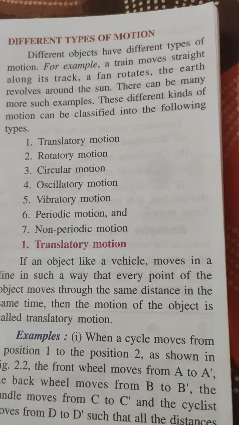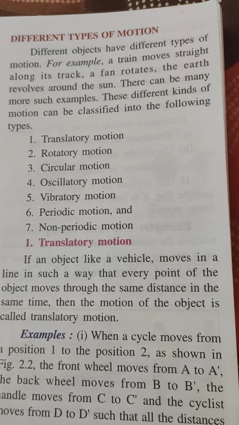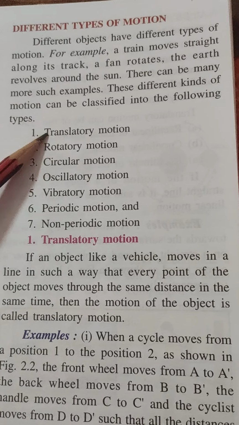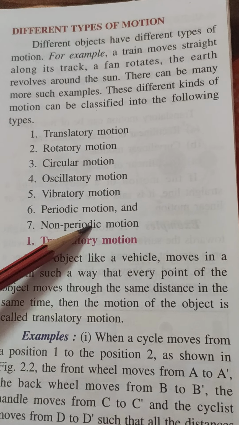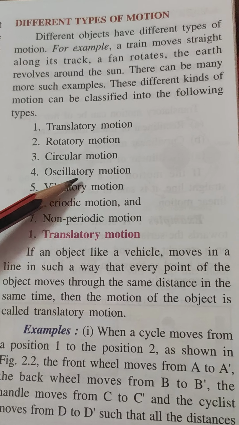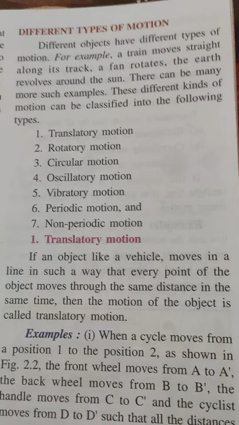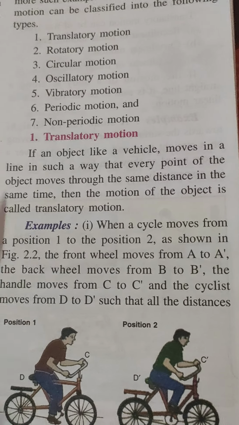Now, in continuation of our topic, we are going to start with different types of motion. Here are the different types of motion which are given in your book. We are going to discuss all these motions one by one. Translatory, rotatory, circular, oscillatory, vibratory, periodic and non-periodic. Now, first of all, the translatory motion.